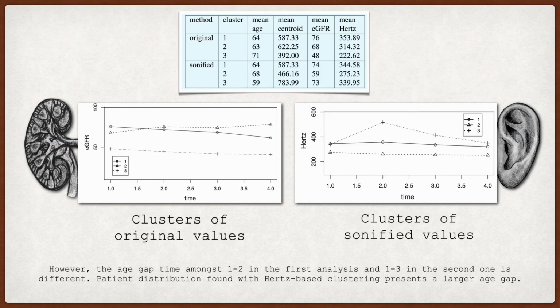These are our results. Considering the clusters of original values, we notice a switch between mean trajectories of eGFR for patients. This can be justified by the clinical characterization of the patients, which are leading to a worsening of the kidney filtering function. On the right, we have the graphs of the mean curves obtained for the sonified values. Patients in cluster 3 of sonified values show a very different shape.